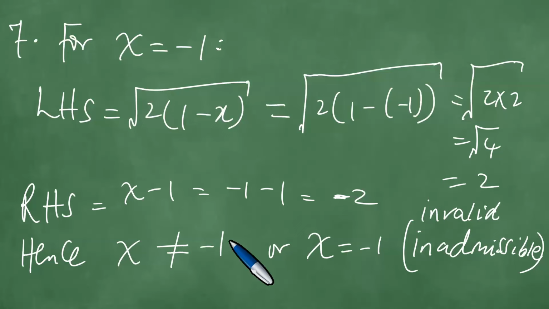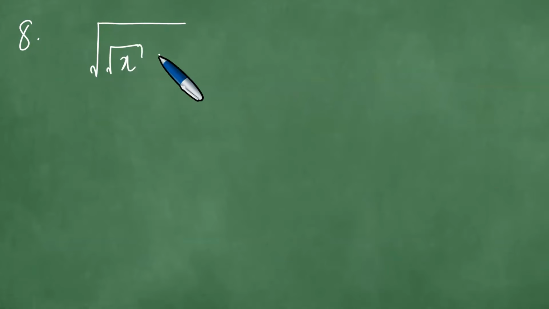Right, so we have a lot of problems to try. Let's look at this particular equation in front of us. We have the square root of the square root of x minus 1 equals 2. Okay, try this quickly. Let's see what you're getting.